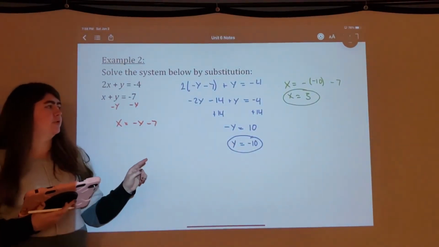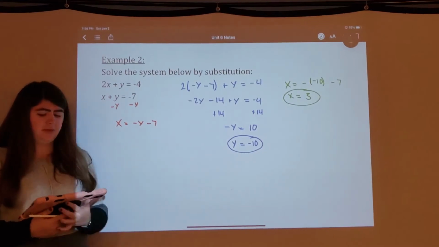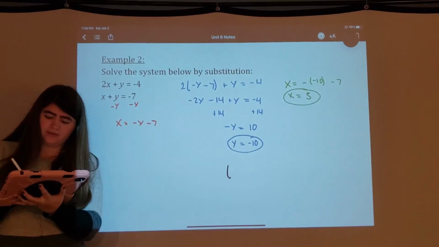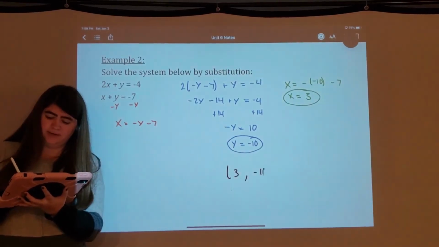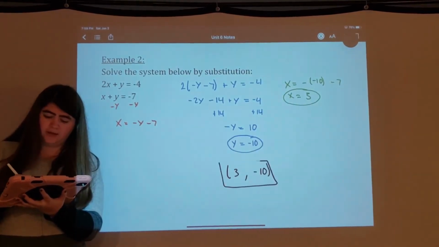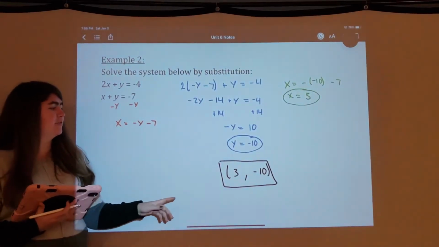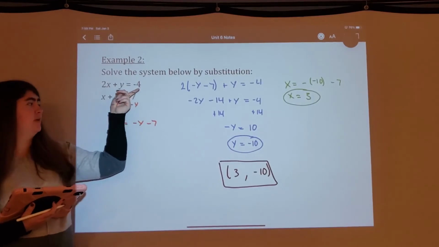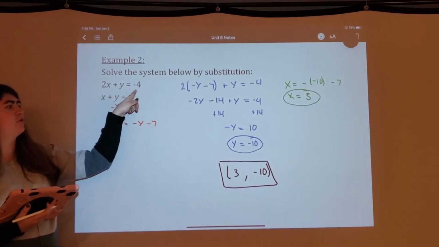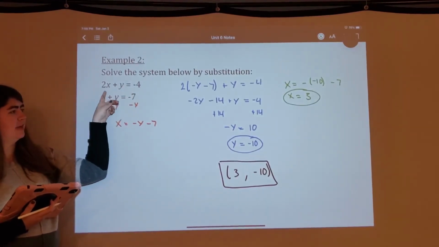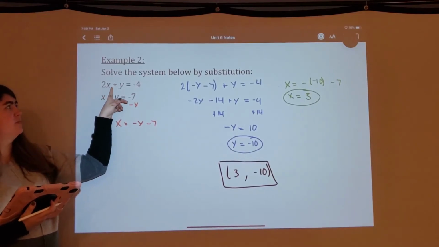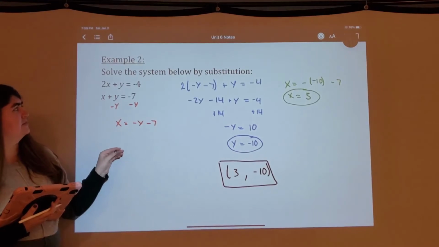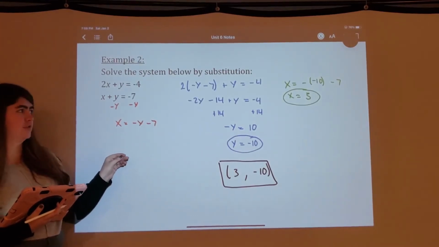So now we're going to take those two things and write those in our ordered pair. So I have x is 3 and y is negative 10. Now we're going to check that by plugging in both of those things into the first equation, and it should equal a true statement. So these added together should be negative 4. So I have 2 times x, which is 3. So I have 6 plus negative 10 is equal to negative 4. So that checks out.